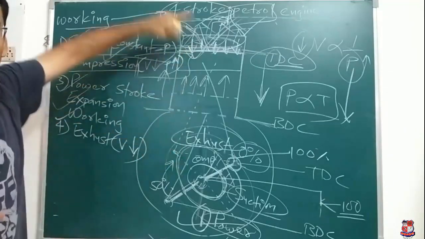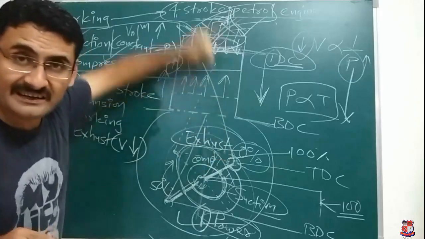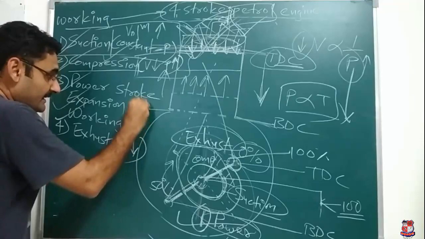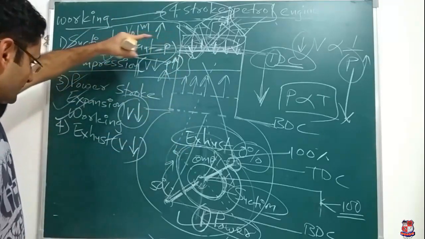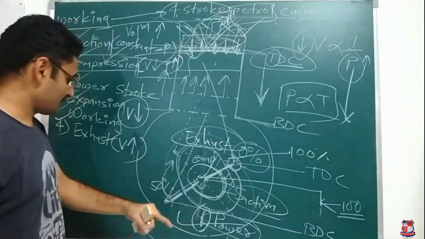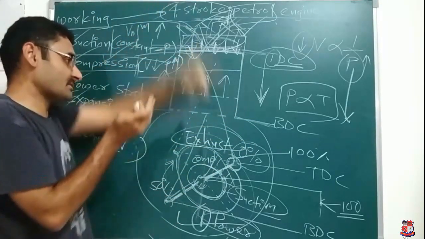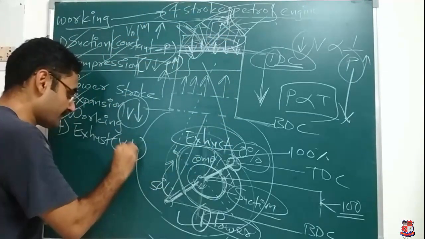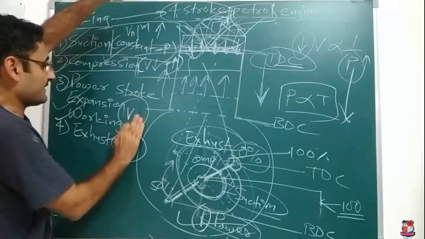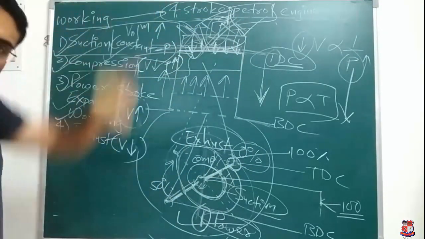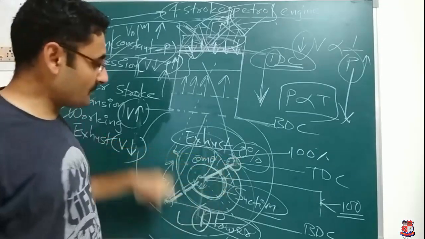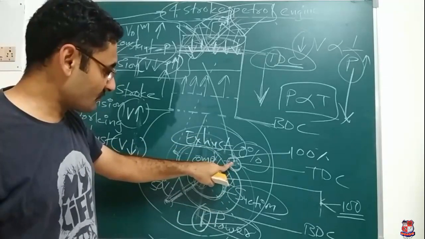In the power stroke, the piston goes from TDC to BDC. In the power stroke, what happens? Volume is increasing. In the exhaust stroke, volume is decreasing, and in the power stroke, volume is increasing. Okay. When the piston is on TDC, after completion of all four strokes, what was the last stroke?